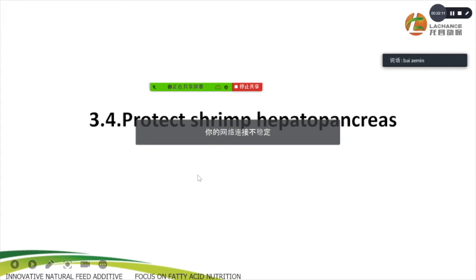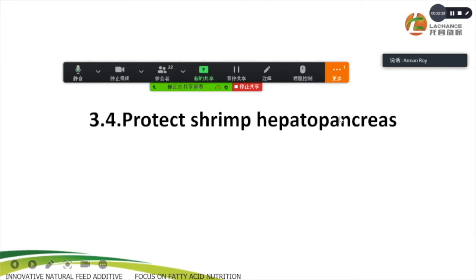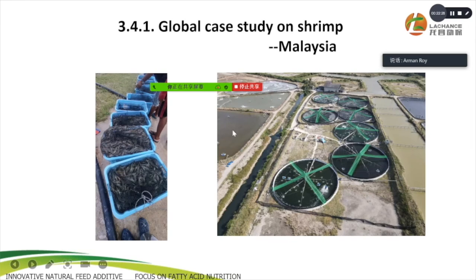Okay. So the following will be protecting shrimp hepatopancreas, because the hepatopancreas for shrimp is very, very important for nutrient storage, digestion, and many functions. And I also like to share some global cases, because now we export to 45 countries, from Europe, from Latin America, South Asia, actually the whole of Asia.